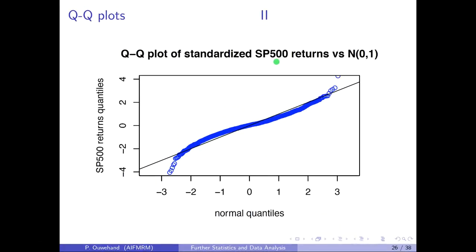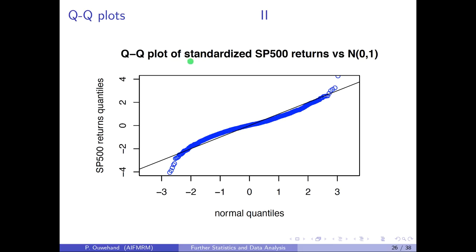Here's a QQ plot of the returns of the S&P 500 index versus the standard normal distribution. The returns have also been standardized. In other words, their mean is 0 and their variance is 1, which is accomplished in the usual way by subtracting the mean and dividing through by the standard deviation. As you can see, the returns do not lie along the straight line y equals x, and therefore we can deduce that the returns of the S&P 500 aren't normally distributed.